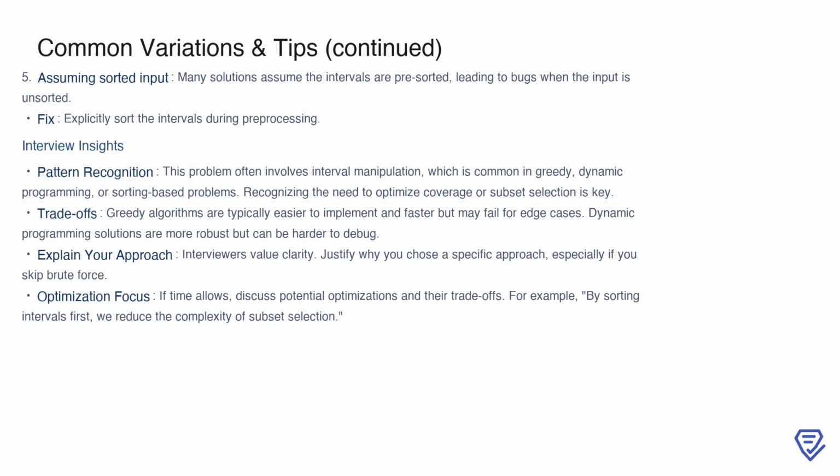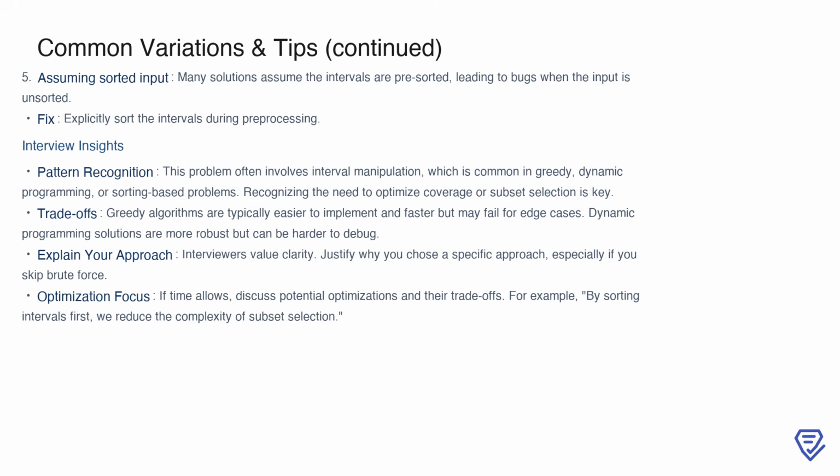Now, in terms of interview strategies, pattern recognition is crucial. Problems like this often involve interval manipulation, which is a recurring theme in greedy algorithms, dynamic programming, or sorting-based problems. Recognizing when to optimize coverage or subset selection is a key skill. Additionally, understanding the trade-offs between different approaches is important. Greedy algorithms are faster and simpler to implement, but they may fail for certain edge cases. Dynamic programming, on the other hand, is more robust but can be harder to debug, especially under time pressure.